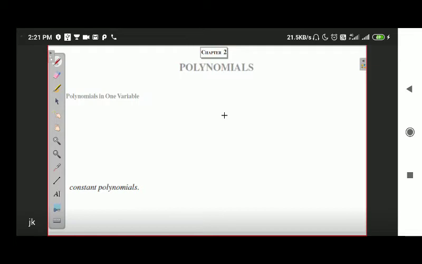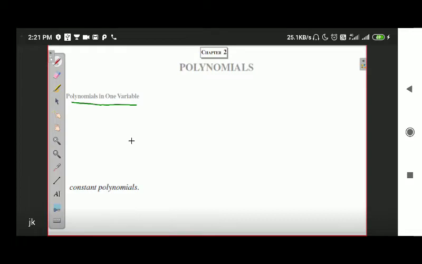Okay, today we are going to revise the chapter polynomials. First of all, we are going to see what a polynomial in one variable is. A polynomial in one variable is a polynomial in which you have only one variable. Based on the number of variables, you can classify it as a two variable polynomial, three variable polynomial, or four variable polynomial. But if the polynomial has only one variable, then it will be called a one variable polynomial. In our course in ninth class, we have only one variable polynomials.